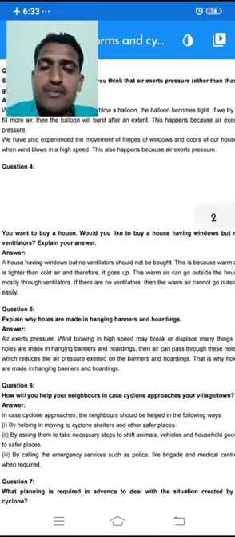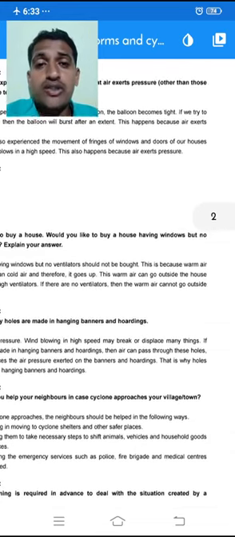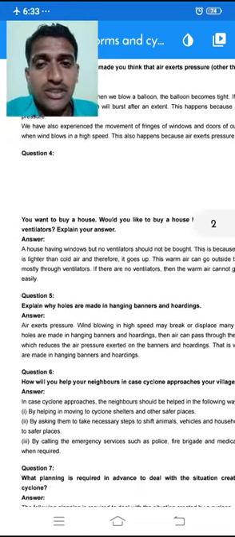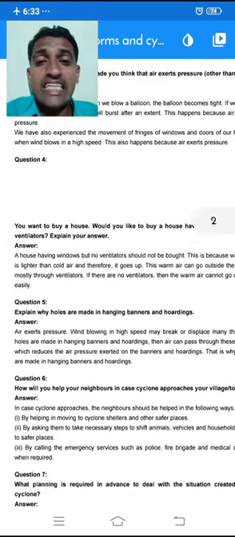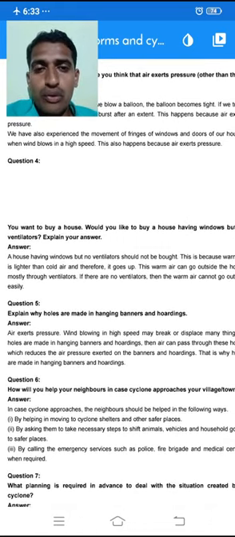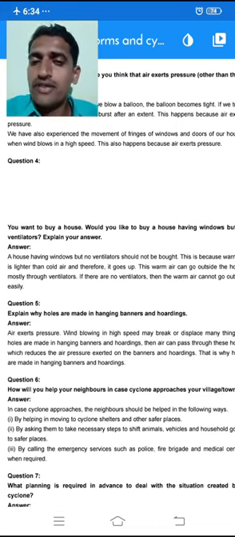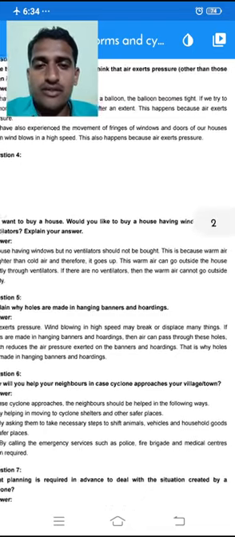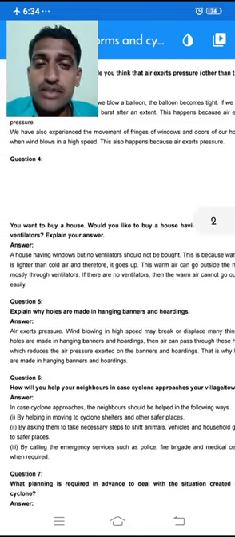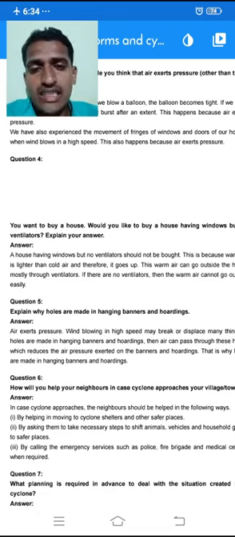And we have also experienced the movement of the fringes of the windows and doors of our houses when the wind blows at a high speed. When wind blows at a very high speed, the fringes of our windows as well as doors show movement. This also happens because air exerts pressure.